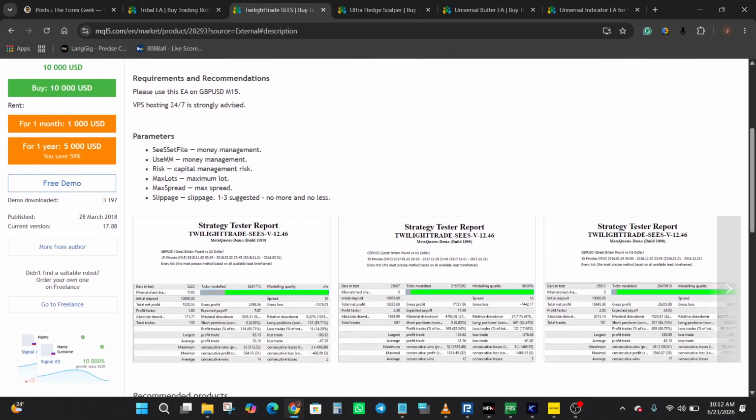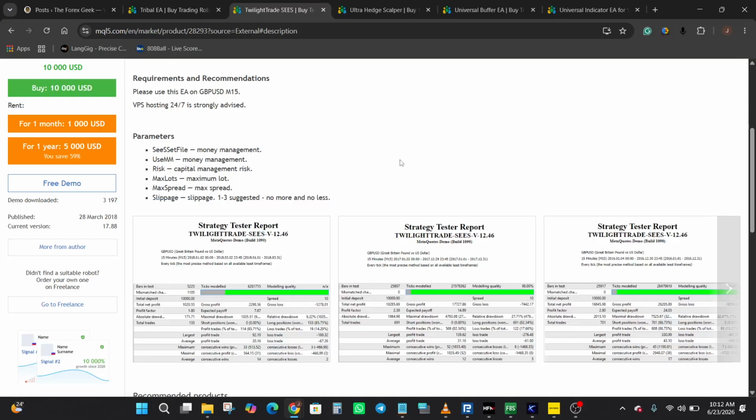Now, let us take a closer look at the available parameters. The settings are relatively straightforward. There are options related to money management, including the use parameter, risk controls, and maximum lot restrictions. Users can also define a maximum spread value, helping prevent trade execution under unfavorable spread conditions. In addition, there is a slippage parameter, with the developer recommending values between 1 and 3.